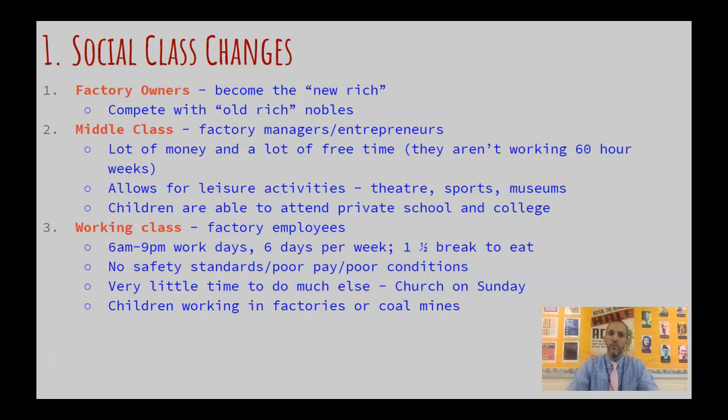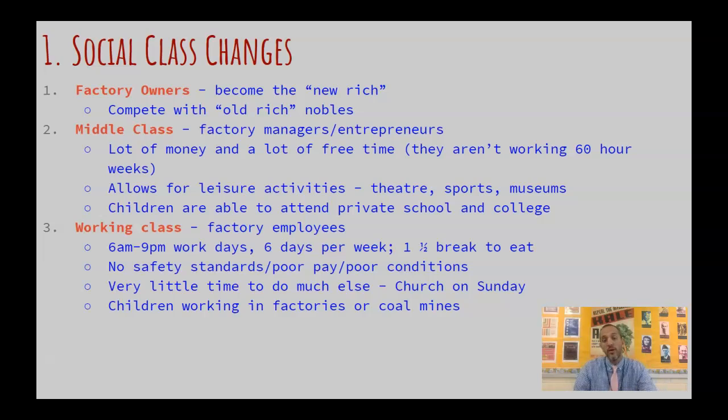Also, the children of these middle class people are going to be able to attend schools. There are private schools until the mid-to-late 1800s. There's no public schools yet where everyone gets to go. The only people who can attend school are people who have the money to pay for it, and that's mainly the middle class and upper class people. And then those people are also going to be able to eventually go to college.